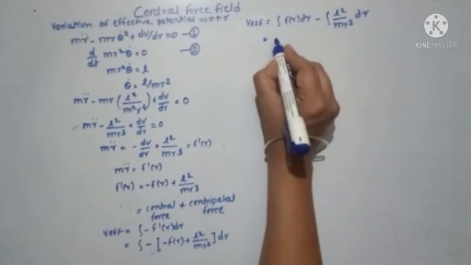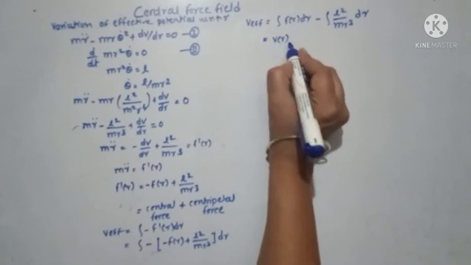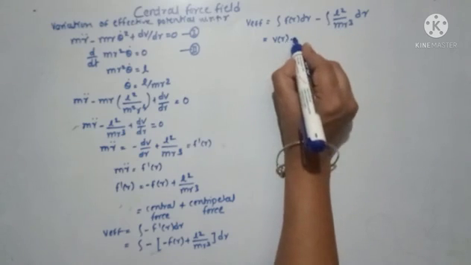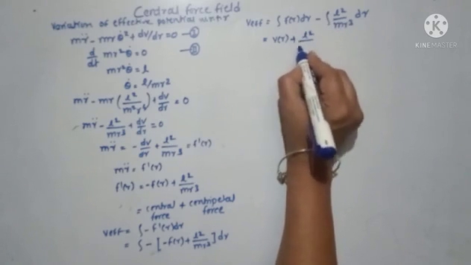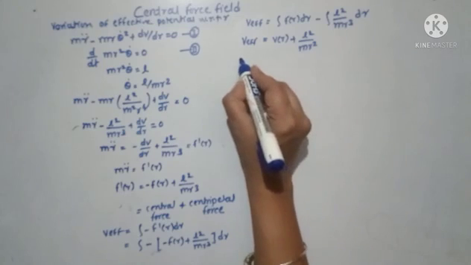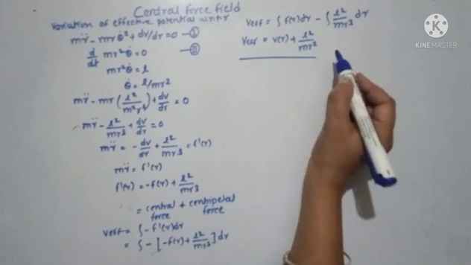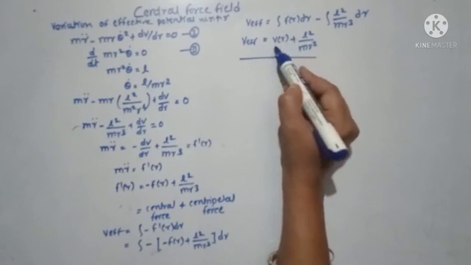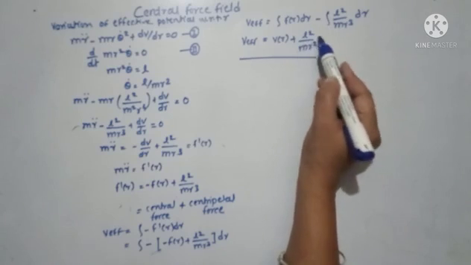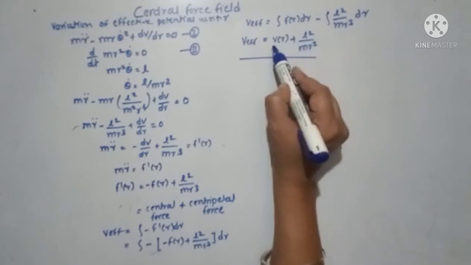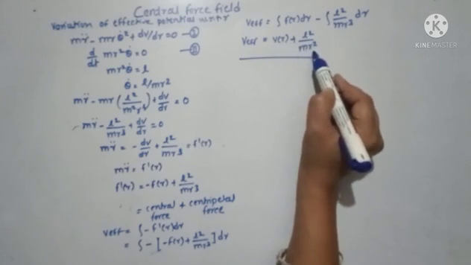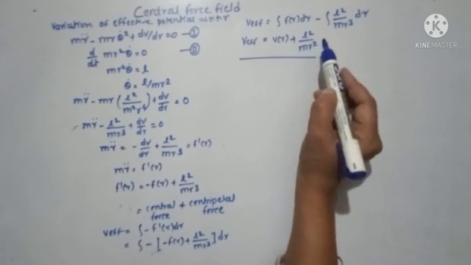So this is nothing but V of r, plus L squared upon m r squared. So this is the V effective for the central force field, out of which this term is due to the central force field and this term is due to the centripetal force. This term is coming from the central force and this term is coming from the centripetal force.